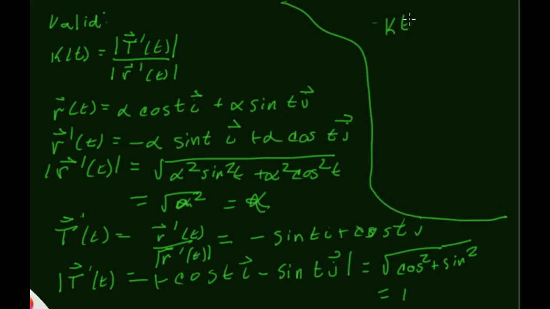That means the curvature of t is T prime over the magnitude of r prime, which is 1 over alpha, which is exactly what we wanted. So validity holds. The measure here appears to be valid, so we're going to keep moving forward a bit.